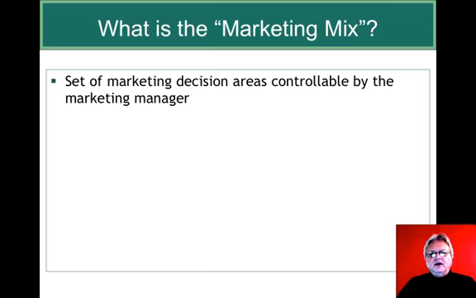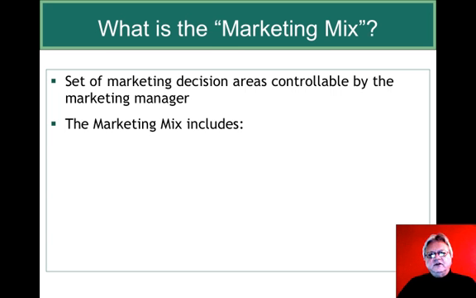Another term that's very important is the marketing mix. And the marketing mix is a term that refers to the set of marketing decision areas controllable by the marketing manager. The marketing manager operates in a decision arena where there are some elements that are controllable. There are certain environmental elements that are not controllable. Now, if we consider the controllable elements of the marketing arena that the marketing manager has some control over, this is what we're talking about when we refer to the marketing mix.